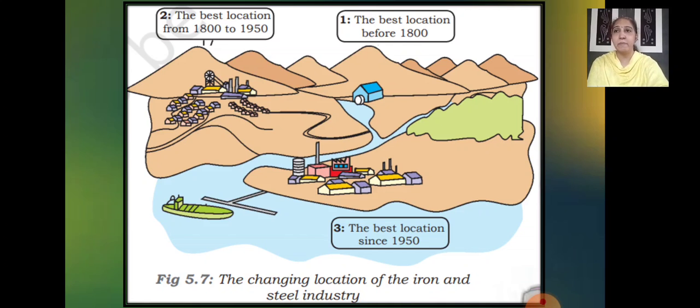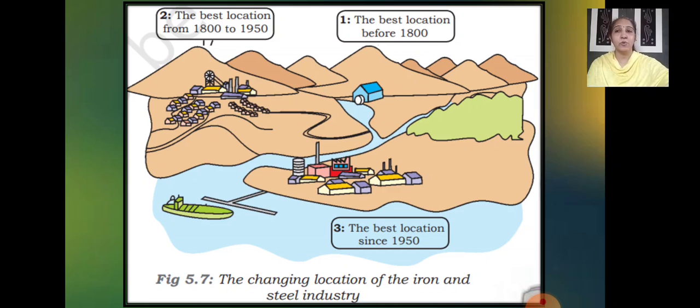Now, what happened? See, before 1800 AD, the iron and steel industry was located where raw materials, power supply, and running water were easily available. This figure is given in your textbook also. Looking at this figure, you will understand the location. But later, the ideal location changed.